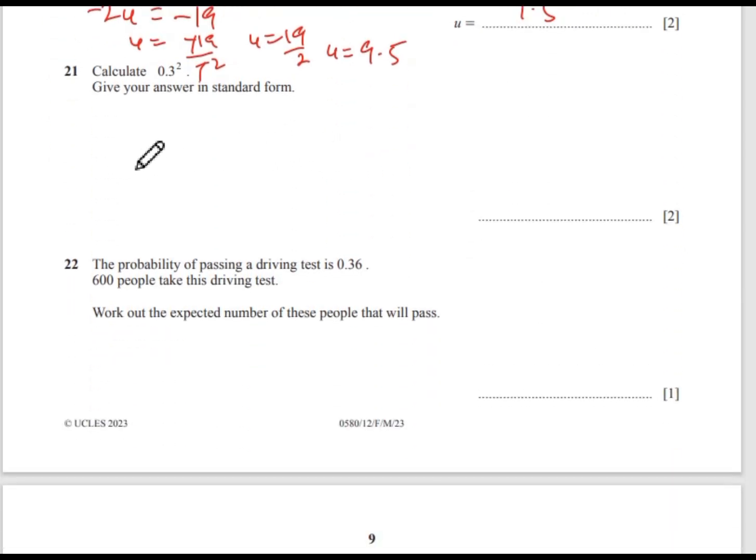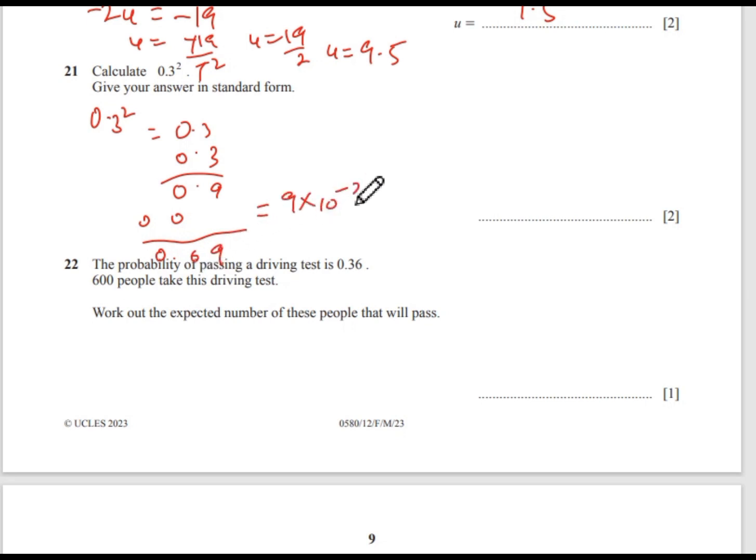Then number 21, it says 0.3 squared. Give your answer in standard form. 0.3 squared is 0.3 multiplied by 0.3. 3 times 3 is 9, and with the decimal places this gives us 0.09. In standard form, that's 9 times 10 raised to the power of minus 2.